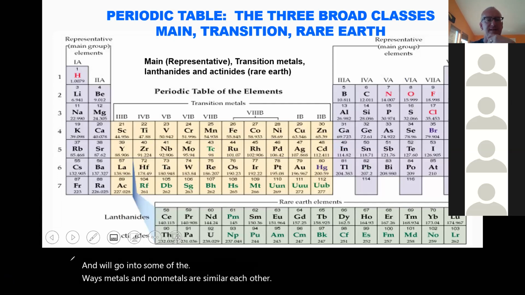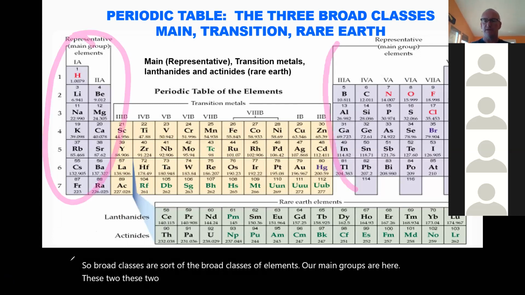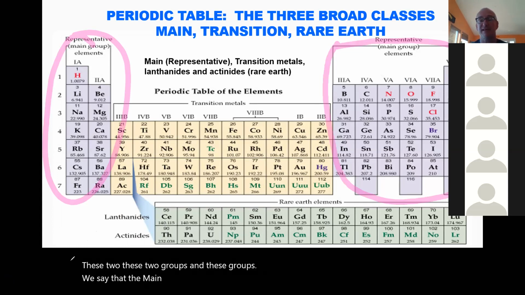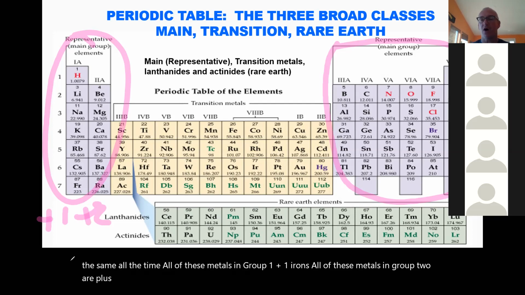So these are sort of the broad classes of elements. Our main groups are here. These two groups and these groups. We say they're the main groups because their chemistry is extremely reproducible. It's pretty much the same all the time. All of these metals in group 1 are +1 ions. All of these metals in group 2 are +2 ions. And basically all of these metals react and non-metals react the same all the time as well.